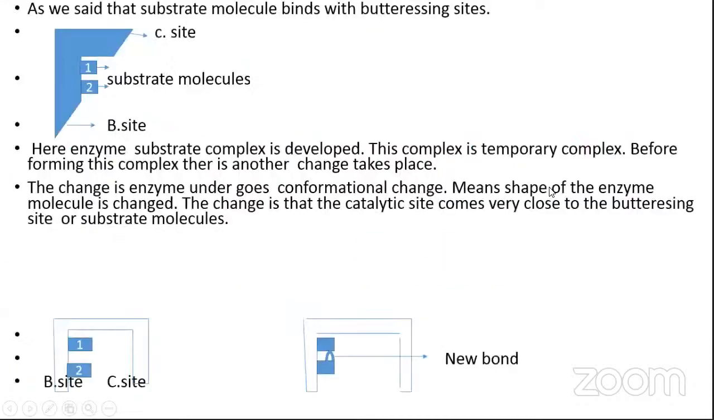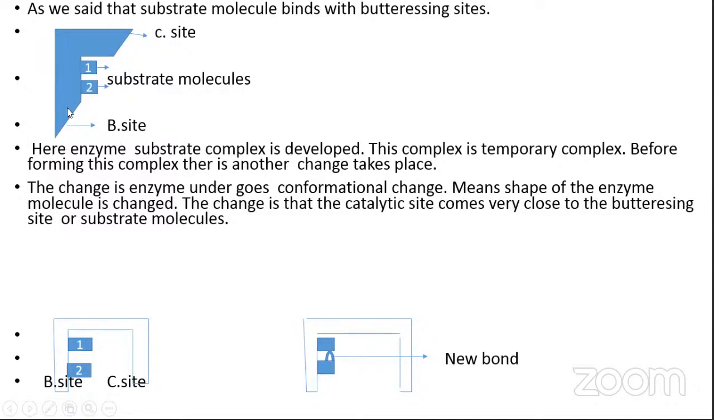Next, as we said, substrate molecules bind with the buttressing site. See here, diagrammatically, this is the catalytic site, and this longitudinal one is the buttressing site. And this buttressing site is giving the site for substrate molecules. They come and attach with this buttressing site. So here, see the substrate molecules. They came and attached with this buttressing site. Okay, so B site means buttressing site.